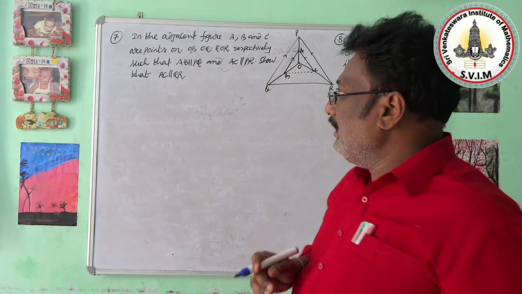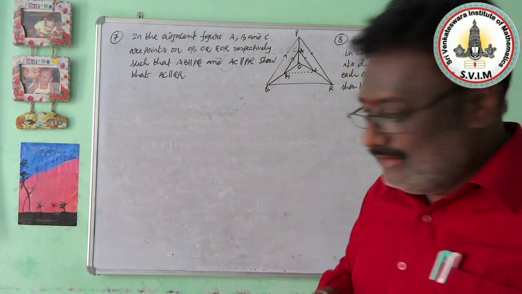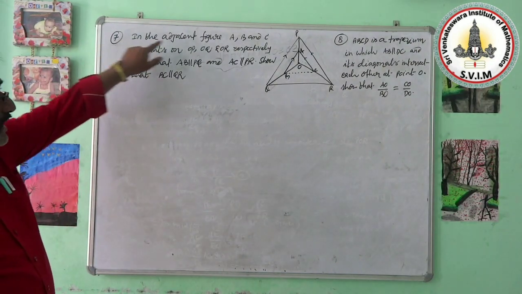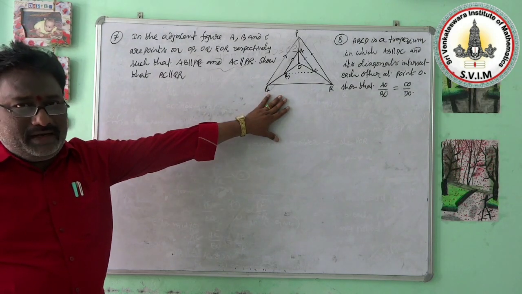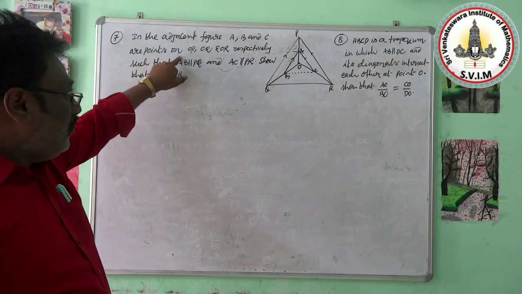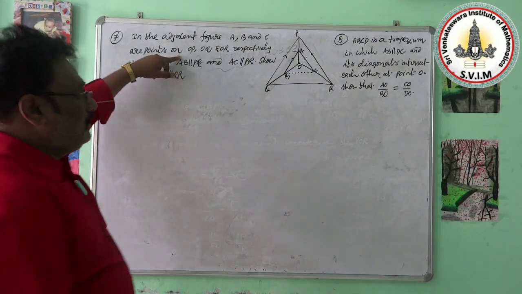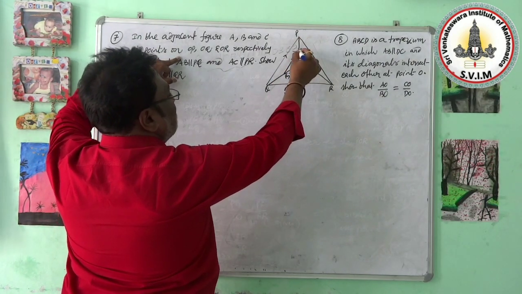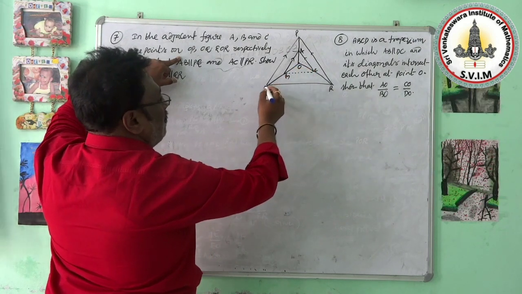Welcome back to the problems 7th and 8th. Let me read the problem in 7. In the adjacent figure, this is the figure we have been given in the problem. In this figure, A, B and C are points on OP, OQ and OR. So this is OP, and on this OP, A is a point. On this OQ, B is a point. On this OR, C is a point. This information you have been given.